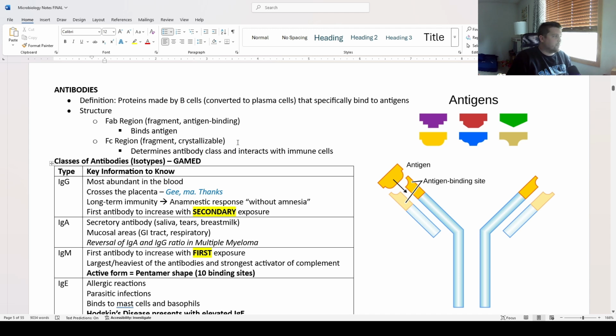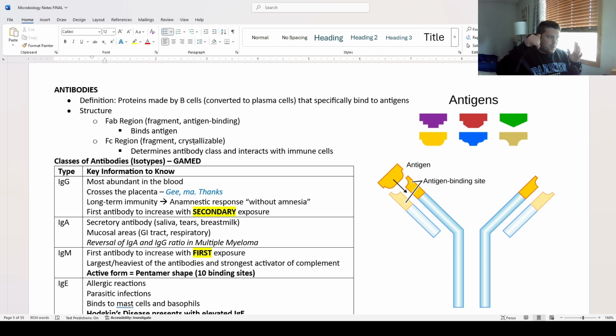Antibodies themselves, these are proteins made by the B cells, specifically B cells that have converted to plasma cells. So this is where some of the questions will try to trick you. We're talking about plasma cells versus B cells. It gets a little confusing.